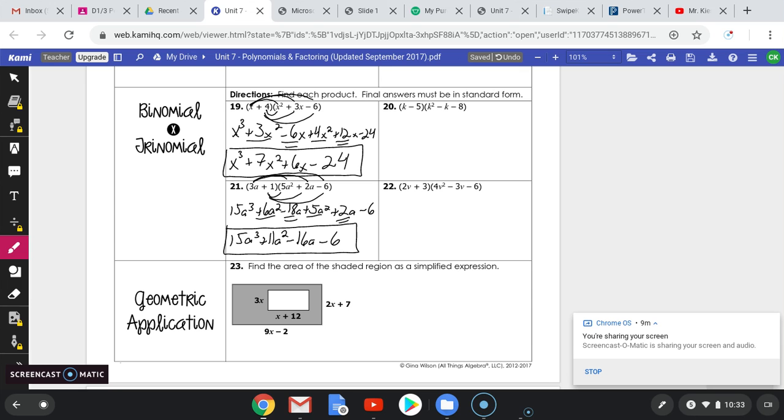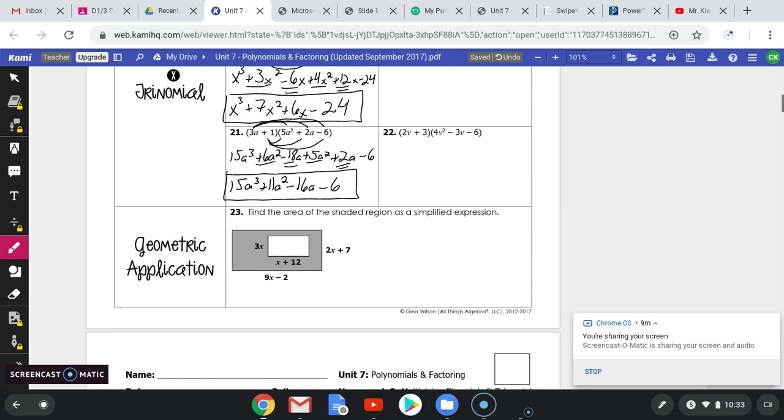All right, let's look at number 23, which could be an example of a keystone type problem here. So if I look, it says find the area of the shaded region as a simplified expression. So in order to do that, let's just think about the concept for a minute. How would I find the shaded region? Well, hopefully you're thinking that I have to find the area of the outside, so the area of the outside minus the area of the inside would equal the shaded region, right? Because if I had the whole thing, I took away the part that is not shaded, I'm left with shaded.